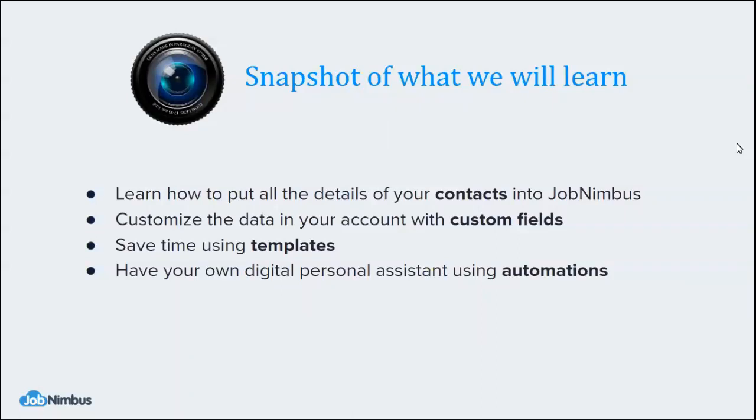So today here's a little snapshot of what we're going to be learning about today. We're going to talk about contacts and what those entail in JobNimbus and how to put everything you need in your contacts. We're going to learn about customizing some of your data by using custom fields. We'll teach you how to save time using templates, and we'll teach you about automations, which will really help you smooth out your operations, because automations can be a great digital personal assistant.